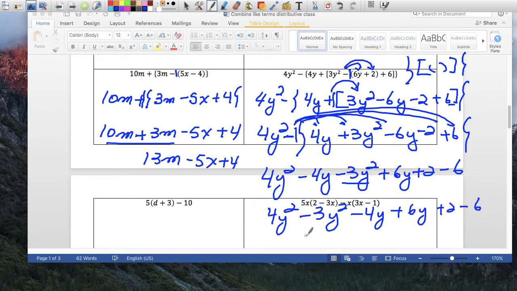These two, 4 minus 3 is just 1, or just y squared. Negative 4y plus 6y, there's more positives, so it's going to be plus 2y. And plus 2 minus 6 is going to be minus 4. And that's my final answer.